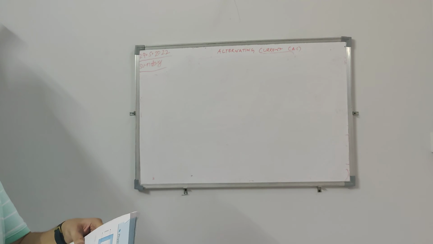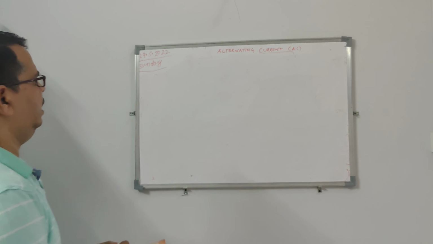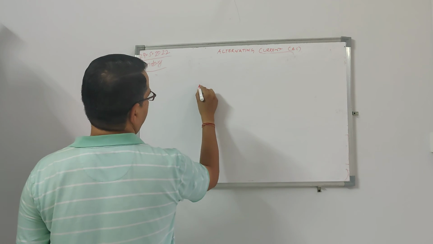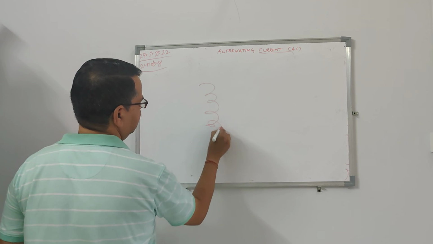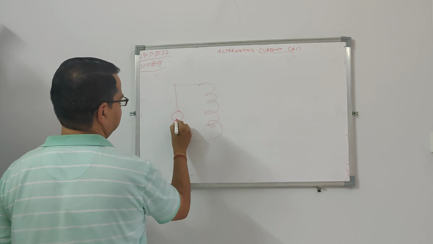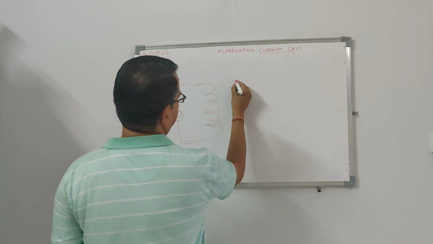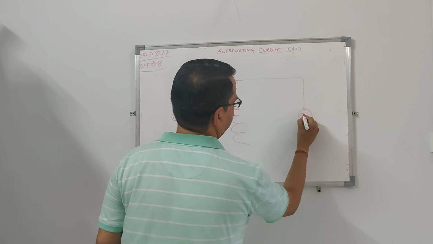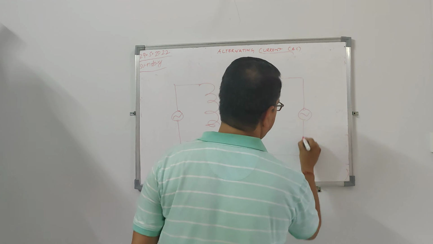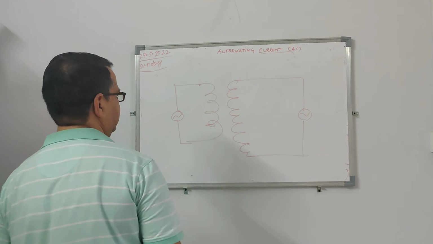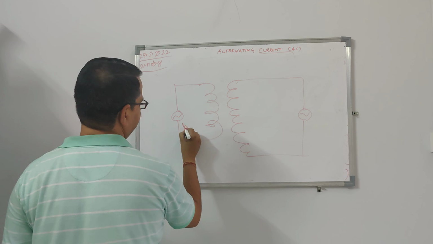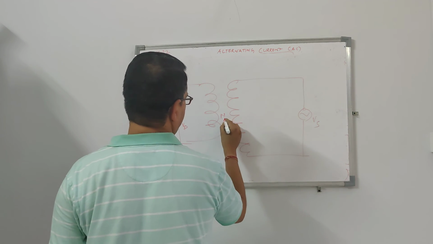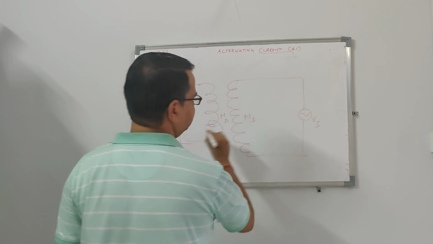There are so many derivations, but just remember, VS by VP is equal to NS by NP, if you have a secondary coil and a primary. Let's say this is the primary, so this is Vp. Let us say this is the secondary, this is Vs. The number of turns is Np and Ns.